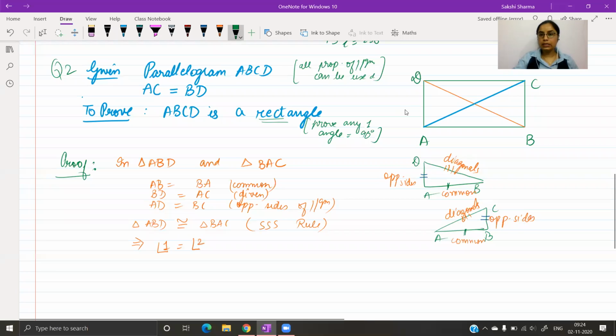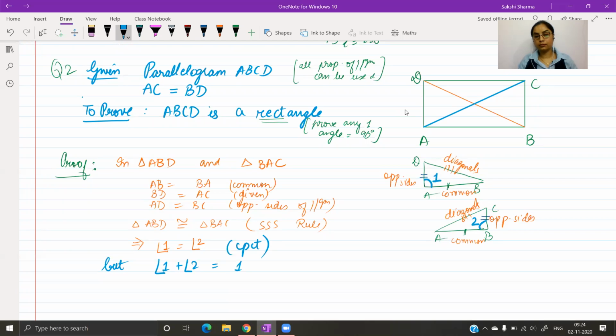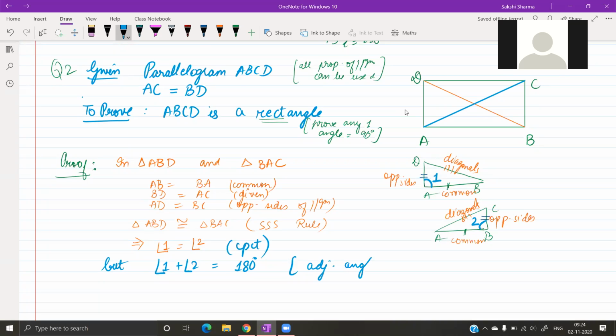I'm going to mark the angles by numbers rather than naming them. So this angle will be equal to this one. Excuse me, yes, Shriji? Ma'am, what you have written in the bracket? CPCT.